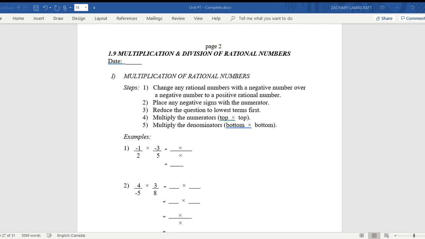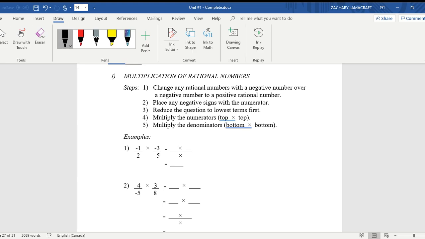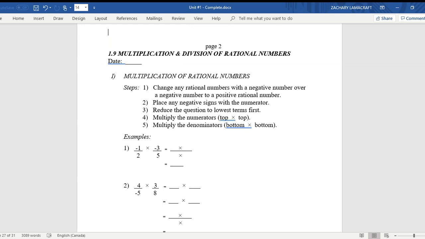So on Thursday, guys, we worked on lessons 1.8, 1.9. This is a continuation on 1.9. So we dealt with addition and subtraction of our rational numbers or our fractions. And today we're dealing with multiplication and division, okay?